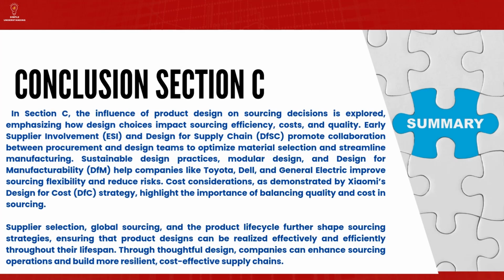In Section C, the influence of product design on sourcing decisions is explored, emphasizing how design choices impact sourcing efficiency, costs, and quality. Early supplier involvement, ESI, and design for supply chain, DFSC, promote collaboration between procurement and design teams to optimize material selection and streamline manufacturing. Sustainable design practices, modular design, and design for manufacturability, DFM, help companies like Toyota, Dell, and General Electric improve sourcing flexibility and reduce risks. Cost considerations, as demonstrated by Xiaomi's design for cost, DFC, strategy, highlight the importance of balancing quality and cost in sourcing.